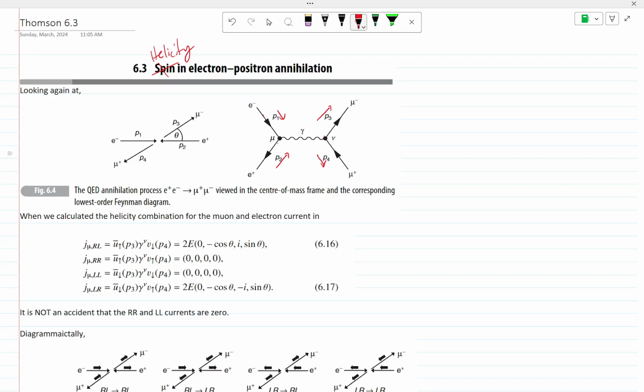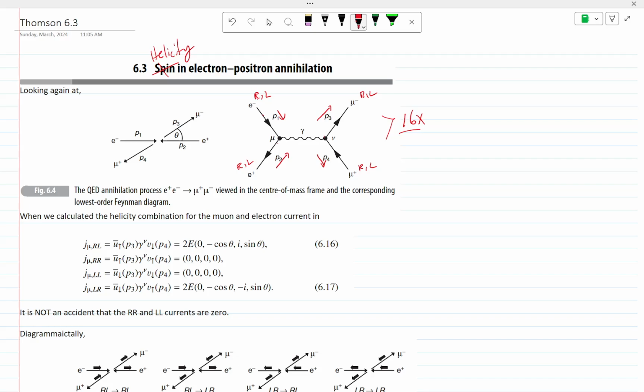What was really neat is that the electron can be right-handed or left-handed helicity. The anti-electron can be left-handed or right-handed. So are the muons. You have the same thing here. So in essence, you actually have 16 different combinations of handedness coming in and out in general.